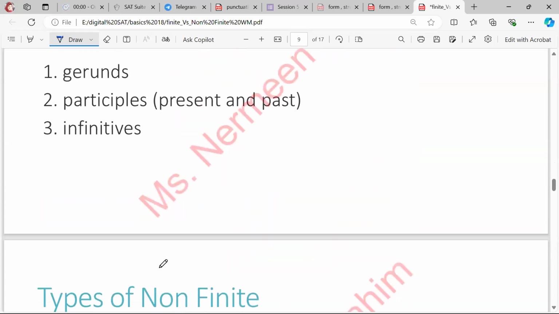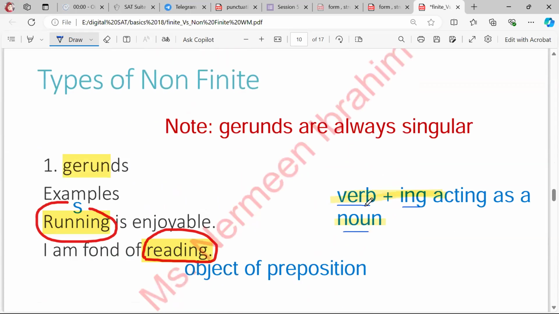Okay, so I have a verb plus ing acting as a noun. Like what? When I say "running is enjoyable," running here is a gerund acting as a noun in the subject place. It's not a verb that changes its ending according to the subject. It itself is acting as a subject.